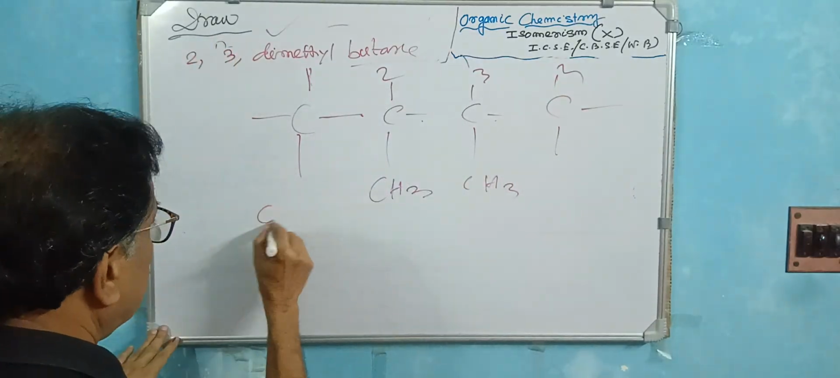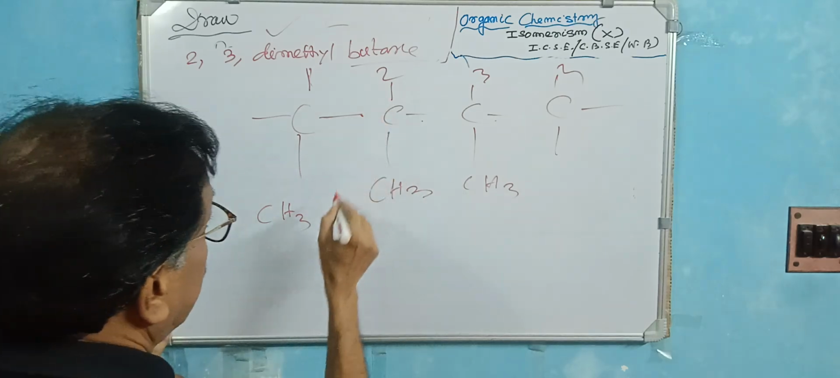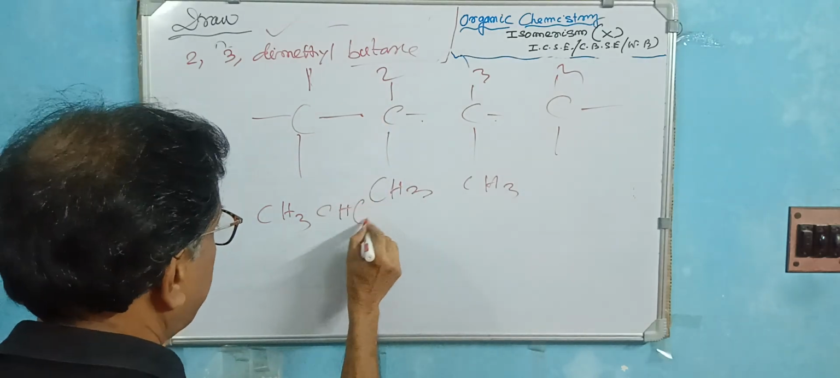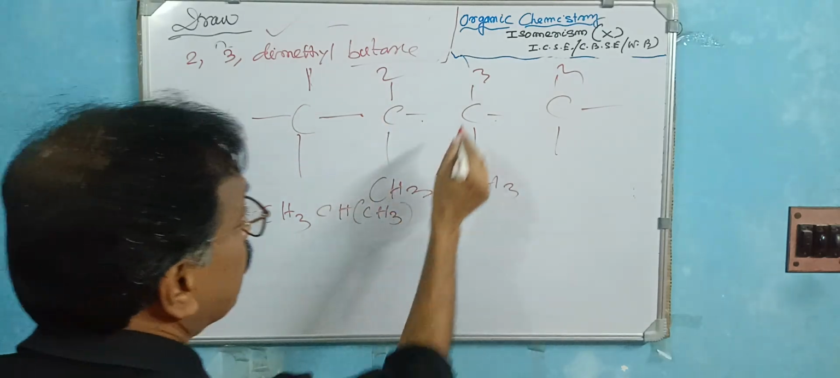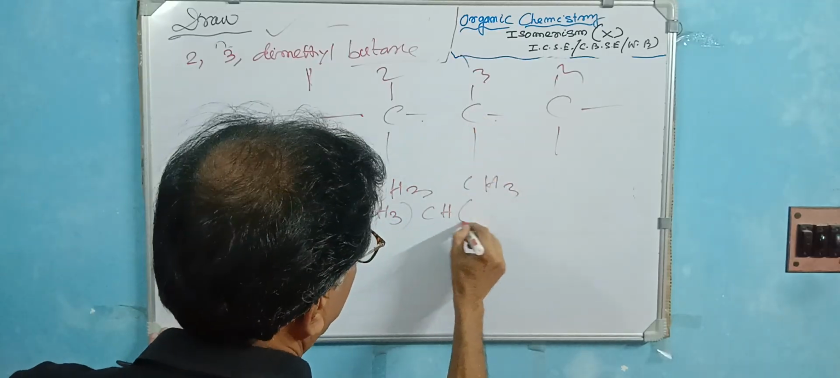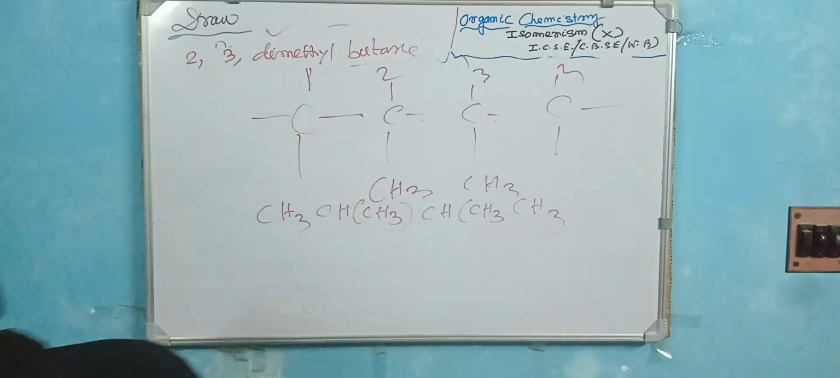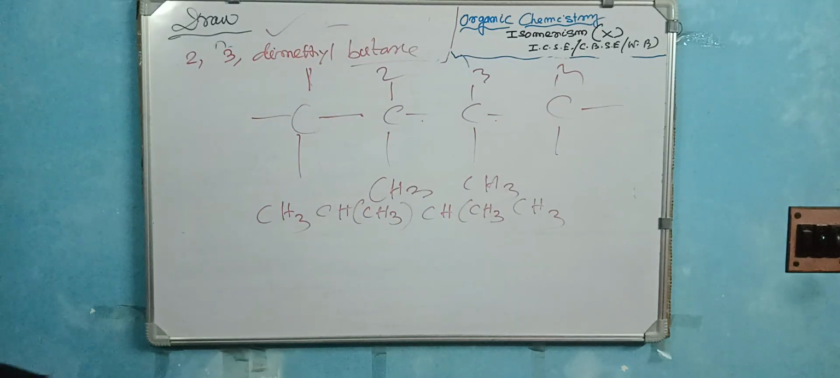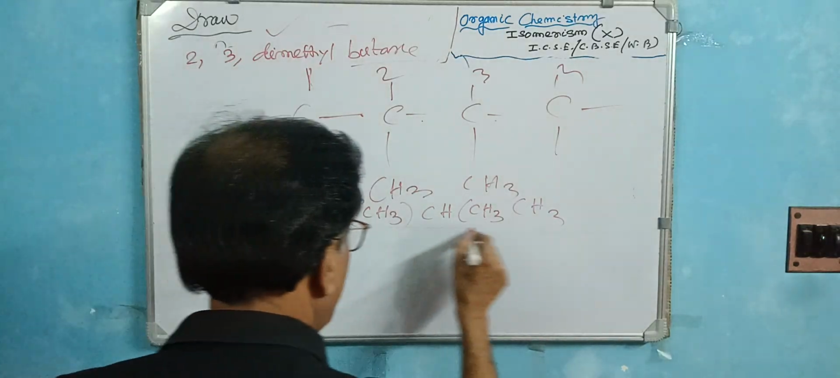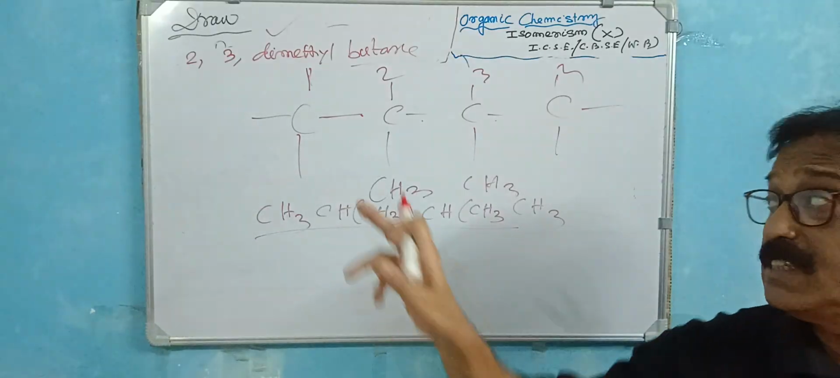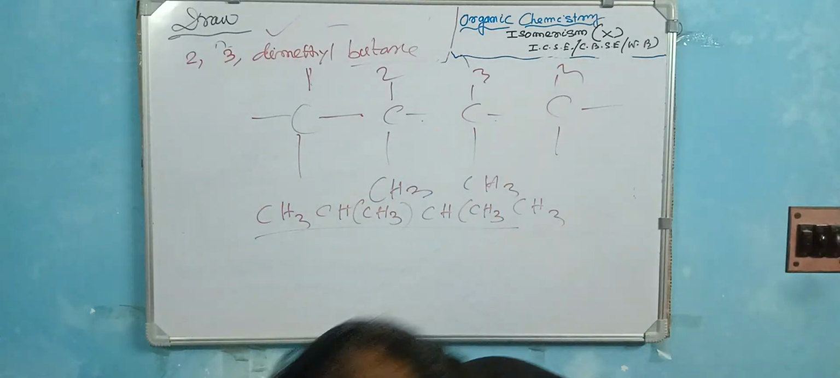Suppose this is CH3. This is CH bracket CH3, because this is the branch. This is CH bracket CH3 and this is CH3. This is the condensed structure: CH3, CH with the bracket, CH with the bracket, CH3. This is actually called the condensed structure, and this is the original structure. Is it clear to you?